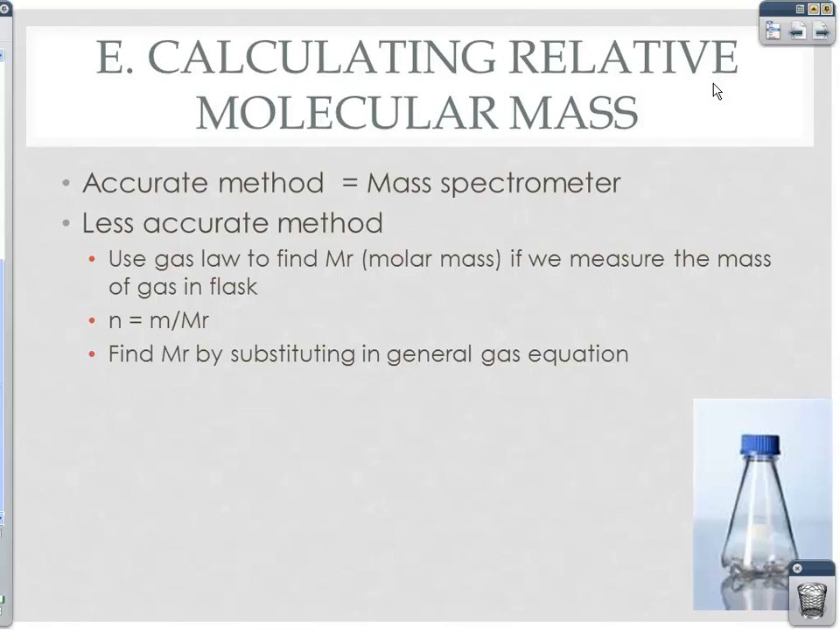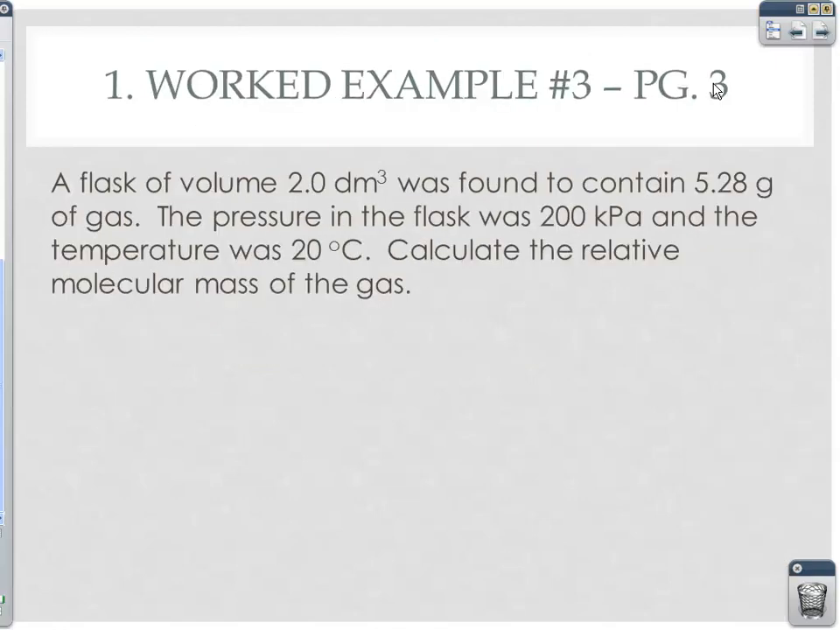Alright, other ways to use the ideal gas law is to find the molar mass. We talked about before, using a mass spec is the most accurate, but you can use the ideal gas law, making sure the conditions are right, to find molar mass. So a couple ways you can do it. You can plug in the equation n equals the mass over the molar mass and substitute into the general equation, or you can find moles and then use mass to find molar mass in a two-step problem.